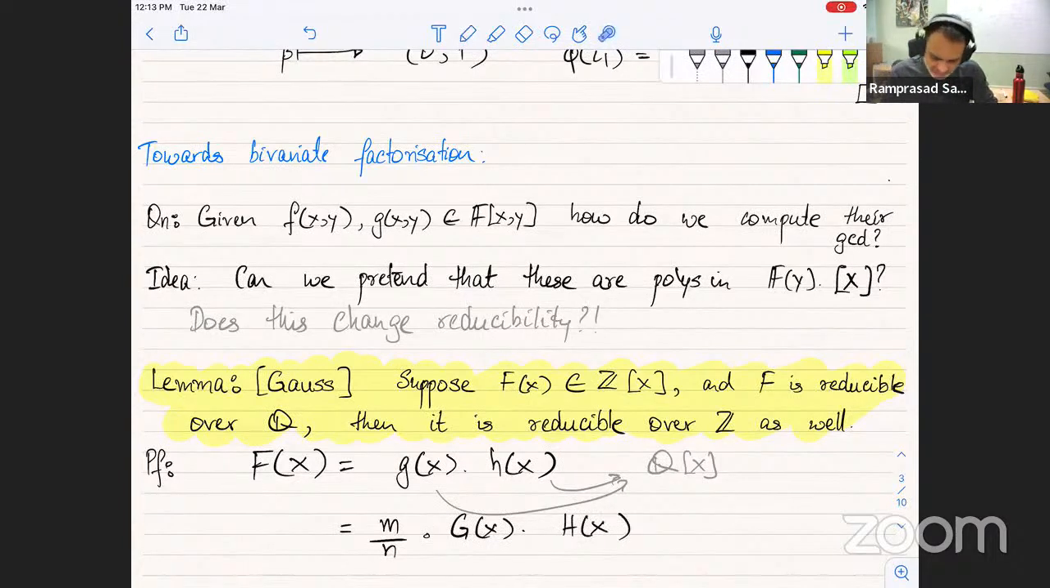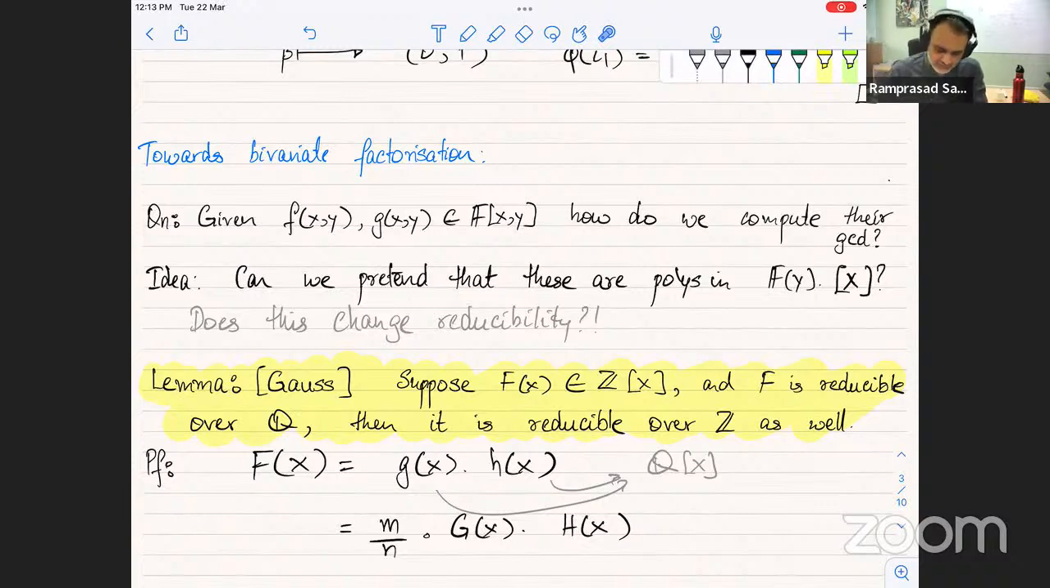By which what I mean is I've just pulled out all the denominators, taken their LCM. So this entire thing became g of x by something. This became h of x by something. And I've just collected the common factors in the denominators and the numerators on the outside. Is that okay so far?